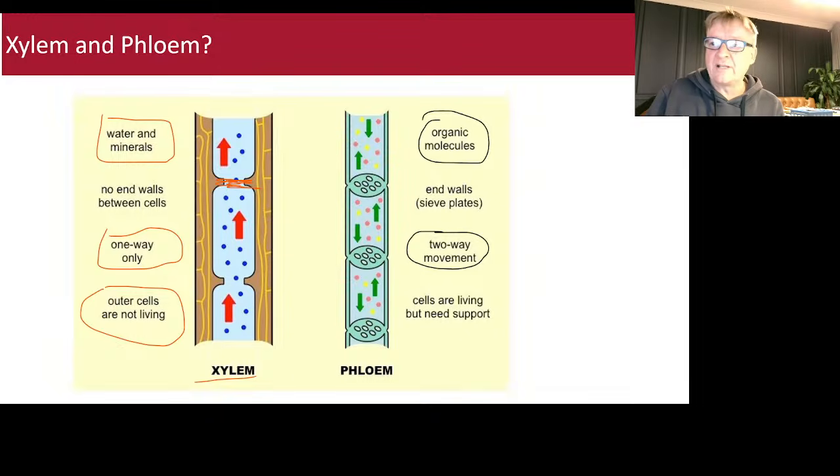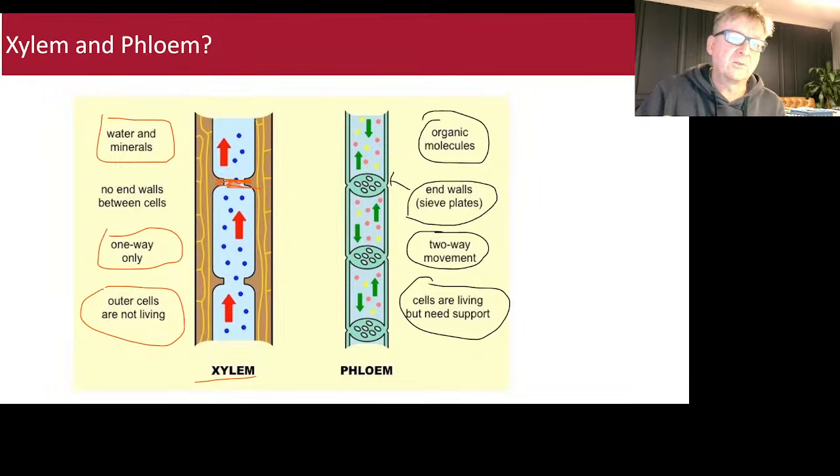All the cells are living, okay, but one of the key adaptations is the fact that they have end plates. And these are the end plates, and the ends of the cells are called sieve plates, and they have little holes, and those little holes will then decide where each individual organic molecule is going to go.